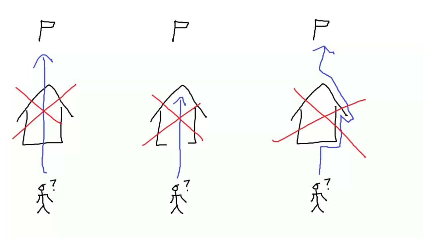Yeah, those are flags, not letter P's for path. Whoops. They're supposed to be flags.